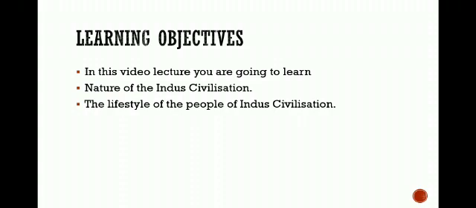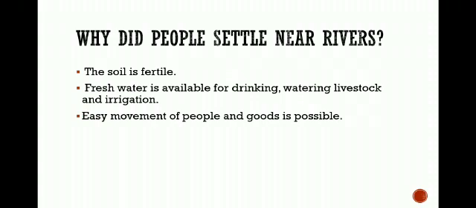Okay. So in olden days most of the people preferred to settle near the rivers. Do you know what is the reason? Why did people settle near the rivers? Because of the soil fertility, then fresh water is available for drinking, watering, livestock and irrigation. Then easy movement of people and goods is possible.